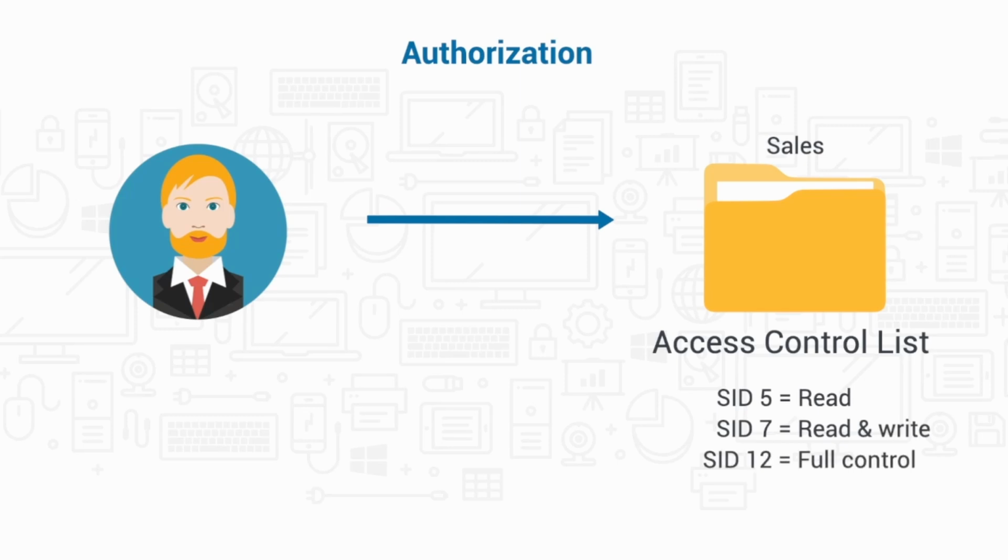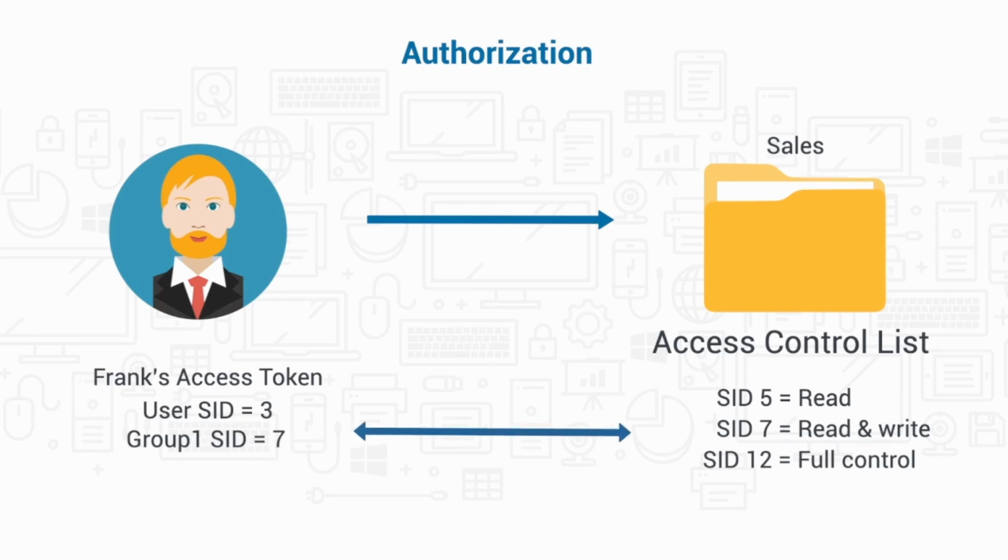This means that it's probably an administrator account. When we look at Frank's access token, we see that he has a user SID of 3, and that he's also been assigned to Group 1, which has a SID of 7. So when the system compares his token with this folder's ACL, there's one match. Frank has access to the sales folder because he's a member of Group 1. No other SIDs match up, so Frank is only granted read and write file access. This is a simple example, but you get the idea.